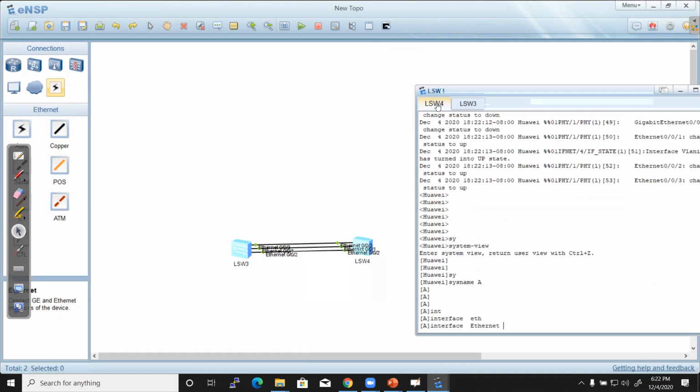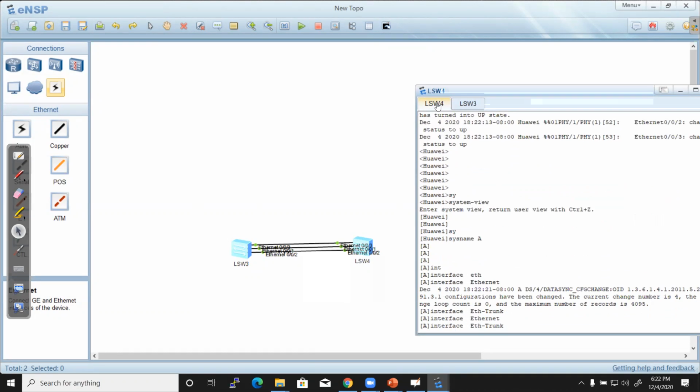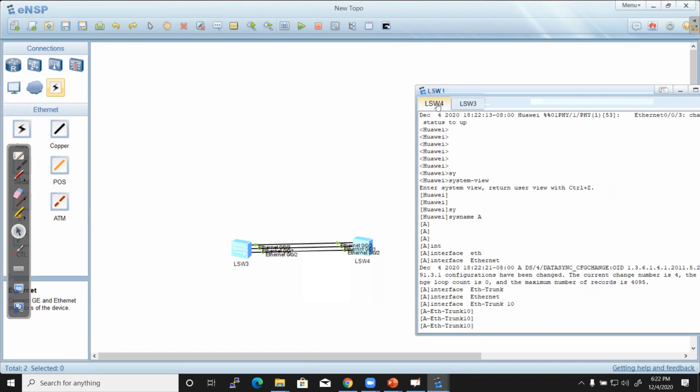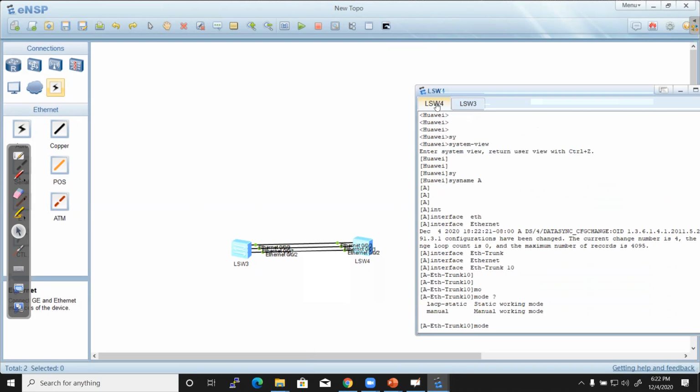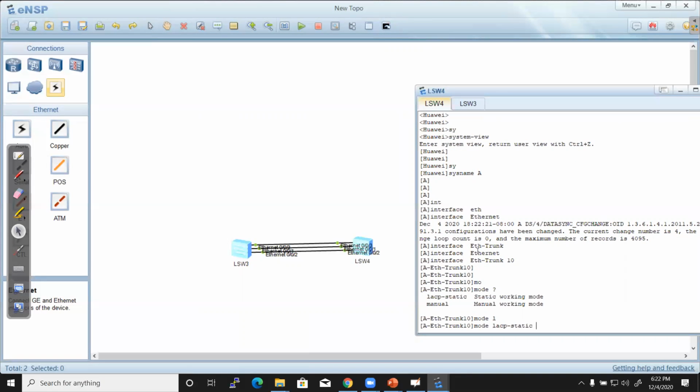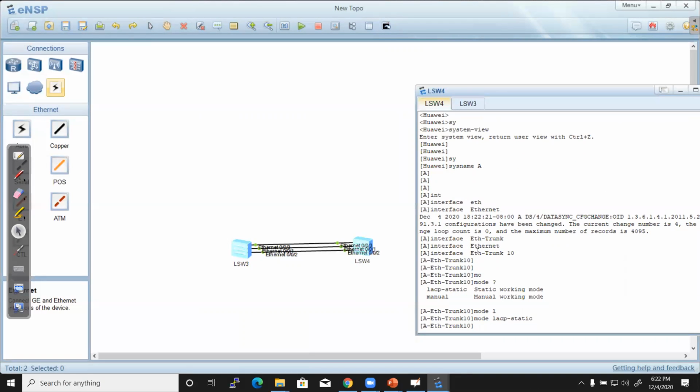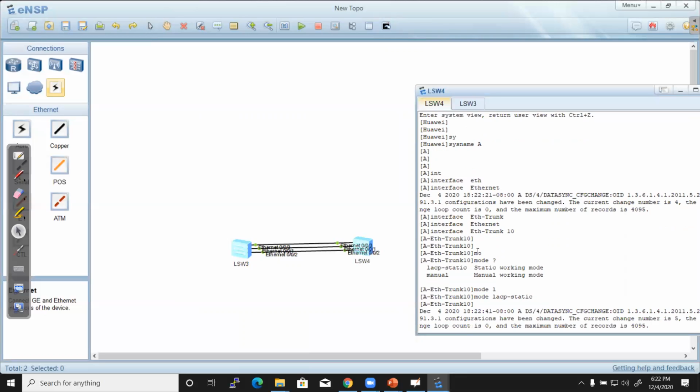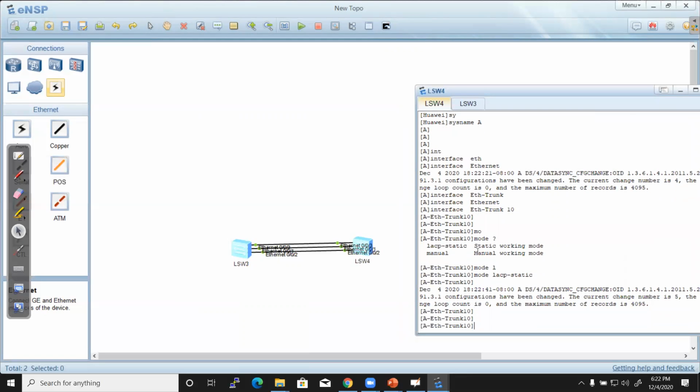Interface Eth-Trunk, any number, and you need to check the mode and put the question mark again. This does not have mode LACP. No, this is LACP static, not the dynamic. So your switches do not support LACP. But you can take the concept. Obviously, I want to change the mode to LACP.